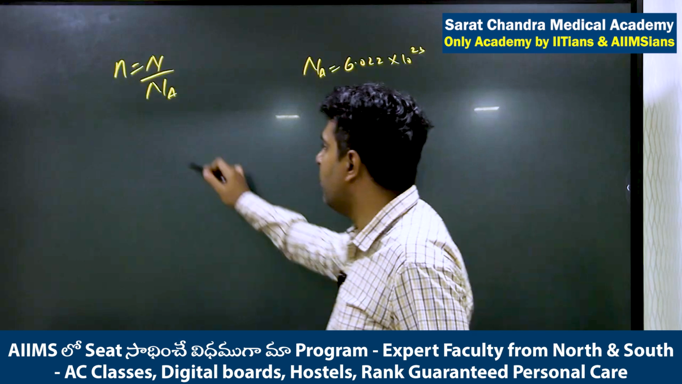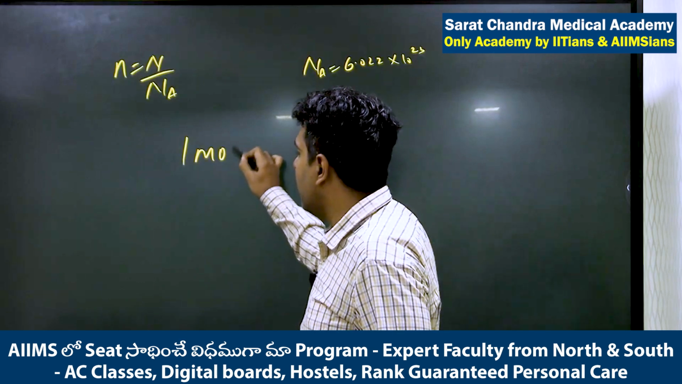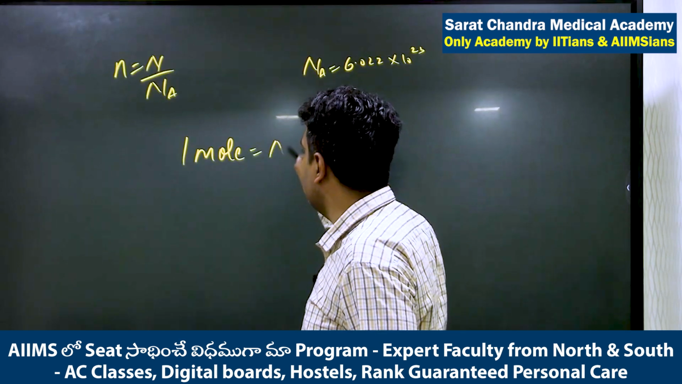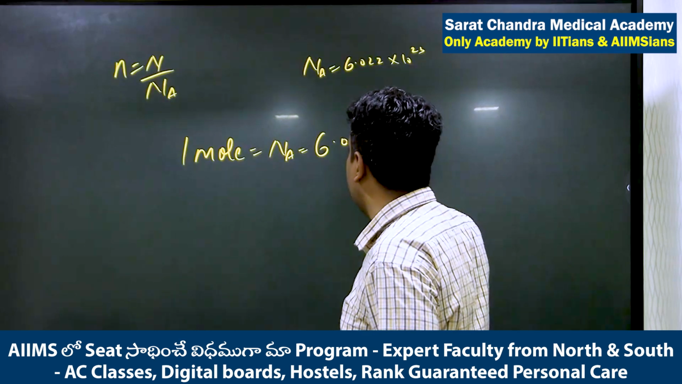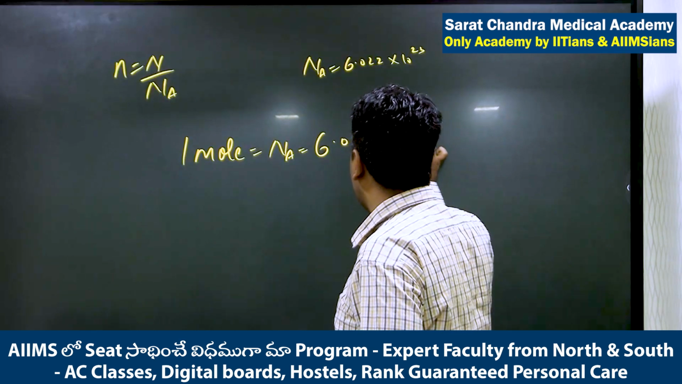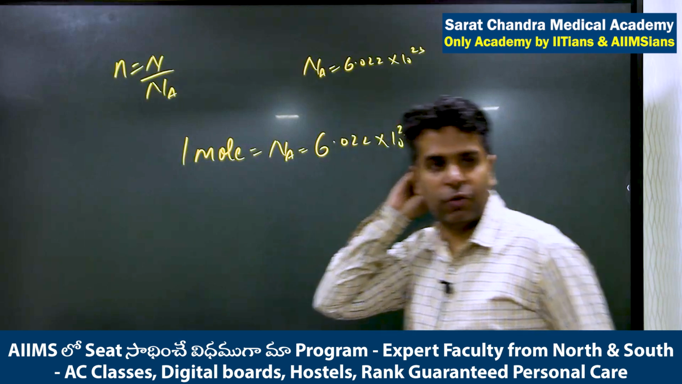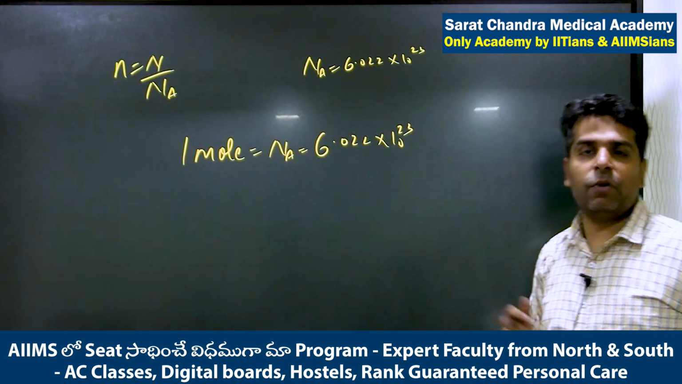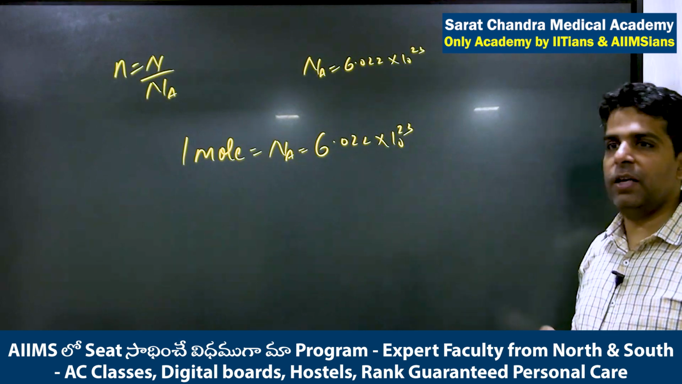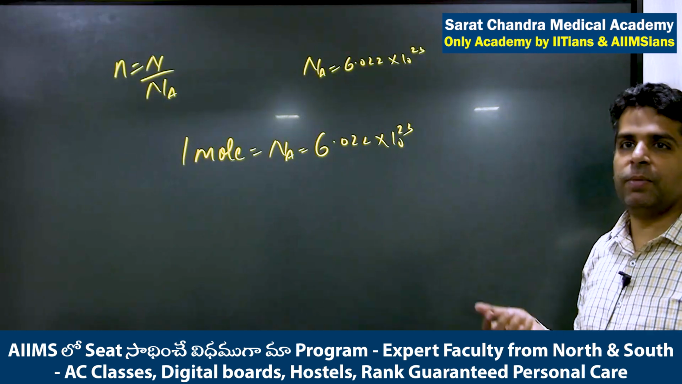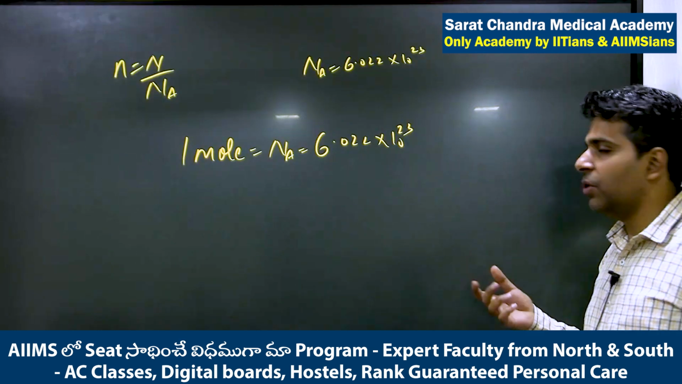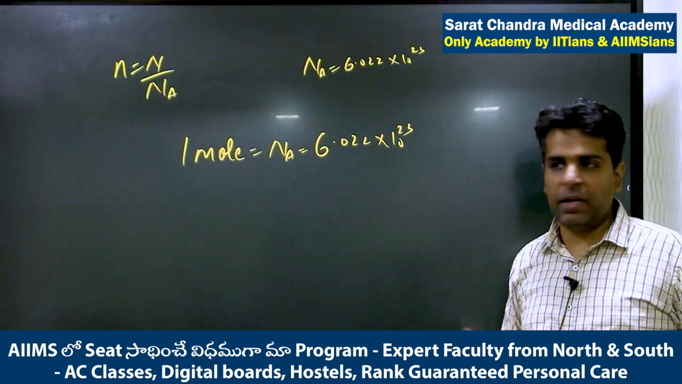What is the definition of mole? 1 mole of any substance is Avogadro's number of particles of that substance, that is 6.022 into 10 to the power 23. So this is the definition of mole. Like dozen, what is the definition of dozen? 1 dozen of any substance. 1 dozen banana means 12 bananas. 1 dozen pencil means 12 pencil. So dozen is representing a number, that is 12.